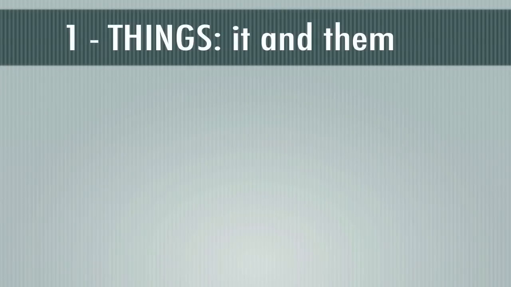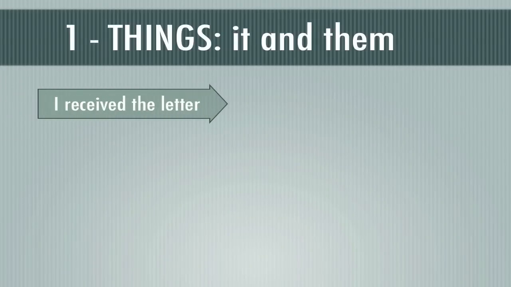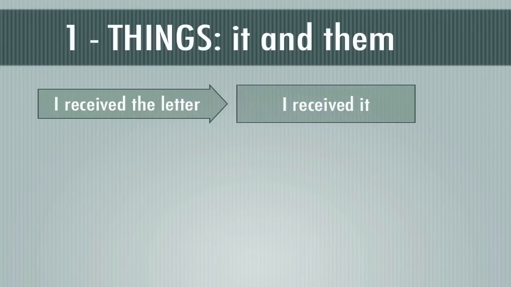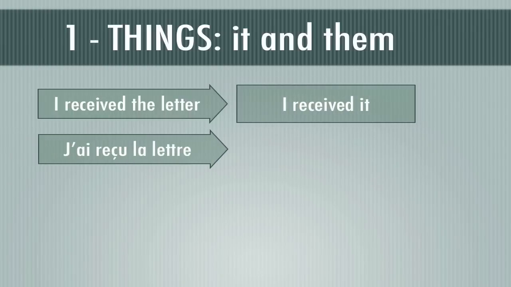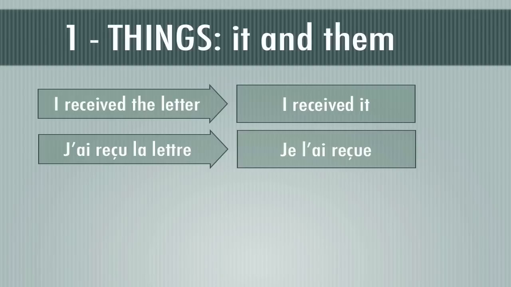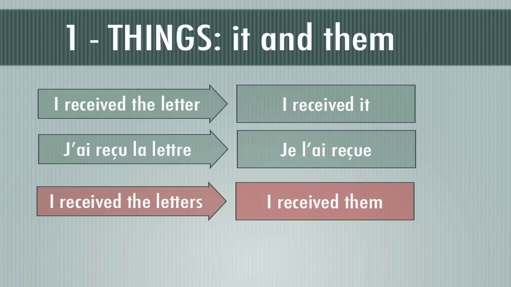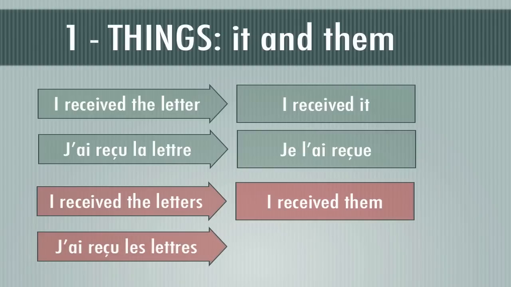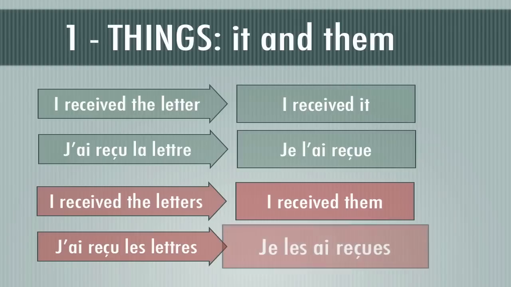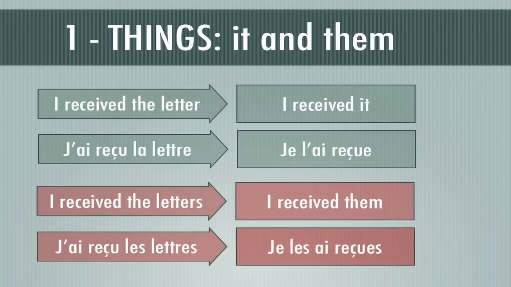Let's take an example with the L apostrophe. I received the letter. I received it. J'ai reçu la lettre. And we will say, je l'ai reçu, because the verb to have starts with a vowel in French, so we will use L apostrophe. Plural: I received the letters. I received them. You know that we'll use les to translate letters. J'ai reçu les lettres, so je les ai reçus. Okay, so three pronouns in French: le, la, les.